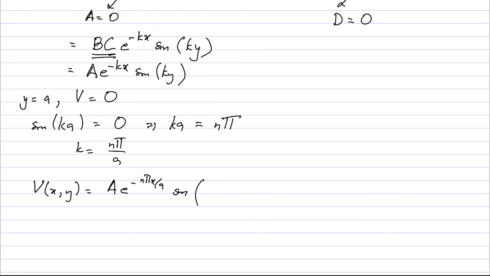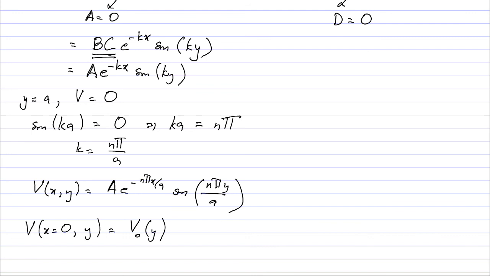Finally, I also need that V(x=0, y) should be equal to V_0(y), which is some function that is specified to me initially. That's just the potential profile of the back plate. For my solution, this is going to be simply equal to A sine of n pi y over a. Now you enter, because you know that this can be any nice smooth function whatsoever. This in general is not going to be a sinusoidal function.